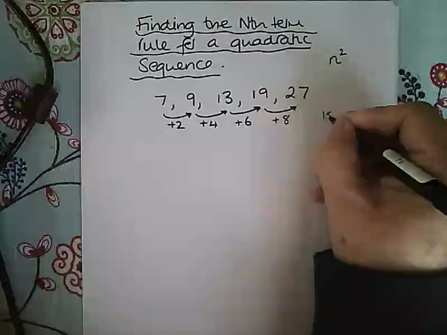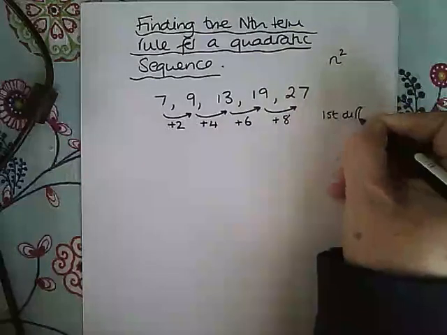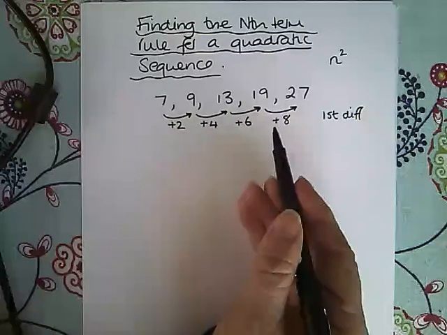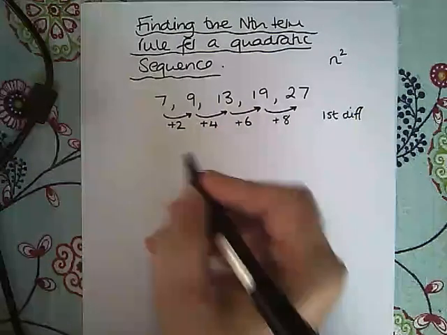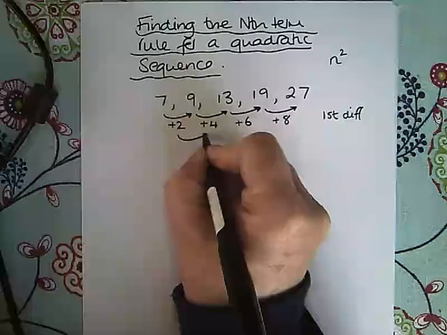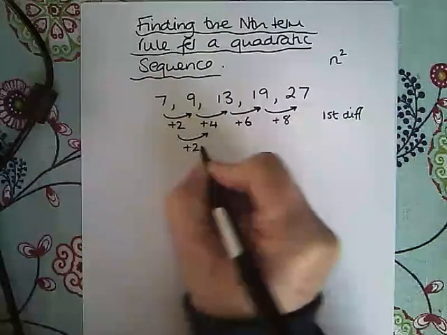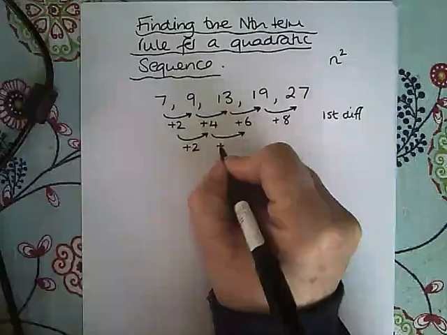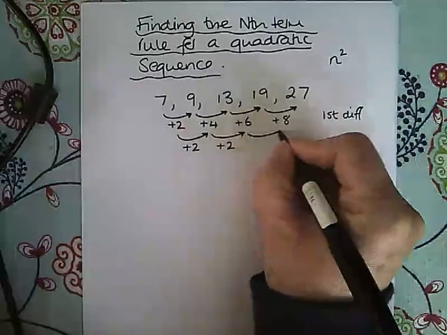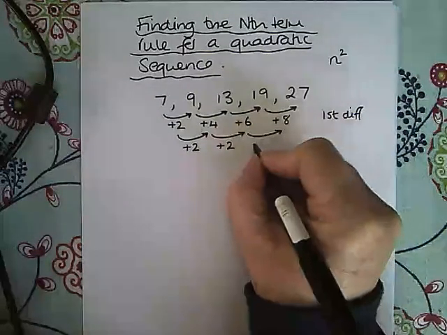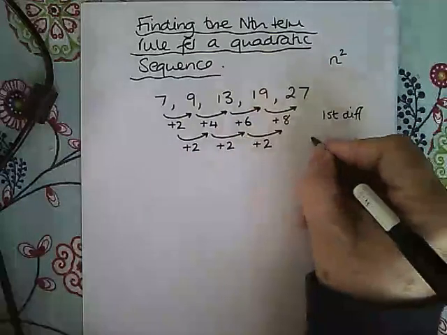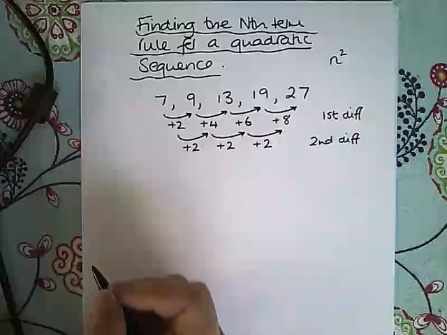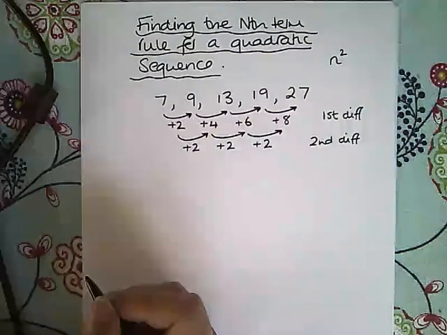That is the first difference between the terms, and that is not constant, it is changing, which means we need to look at the second difference. The difference between 2 and 4 is add 2. The difference between 4 and 6 is also add 2. The difference between 6 and 8 is also add 2. This is the second difference between the terms, and this is a constant.